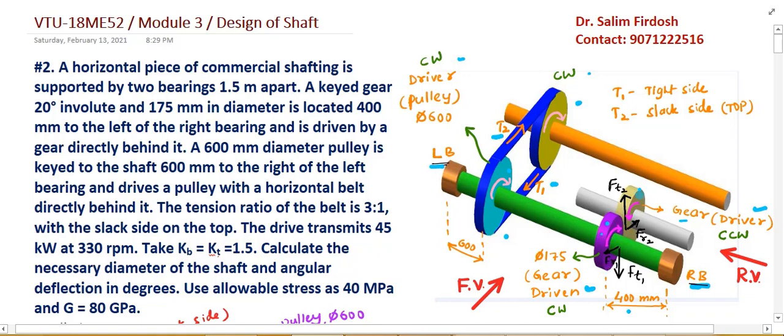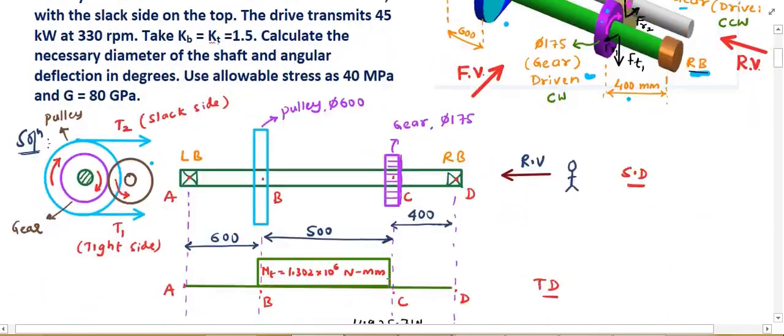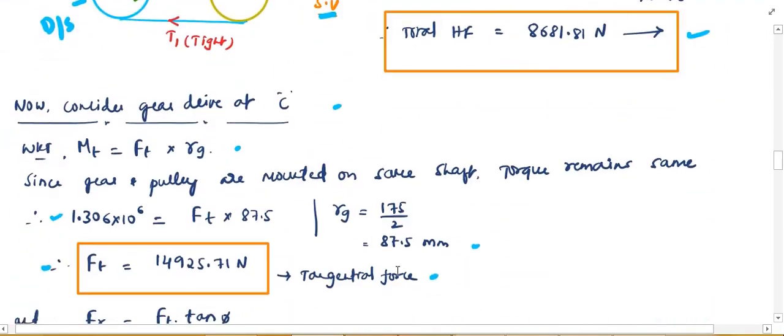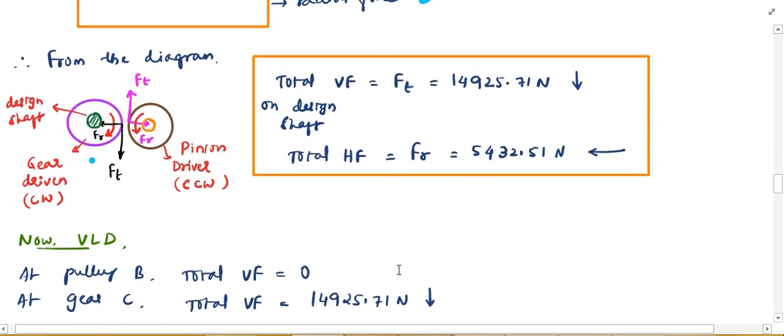Behind this gear you have one more gear, and that will rotate in the counterclockwise direction. So I have taken the direction of the driver gear as counterclockwise, and the gear mounted on the shaft to be designed as clockwise. So coming to the diagram, the pinion or the driver which is behind the shaft runs in the counterclockwise direction. The tangential force will be in the upward direction and the radial force will be towards the center.